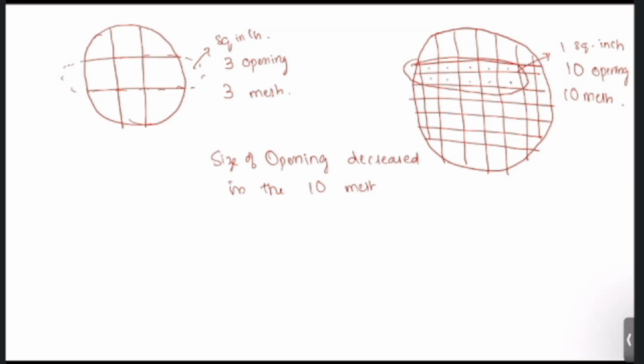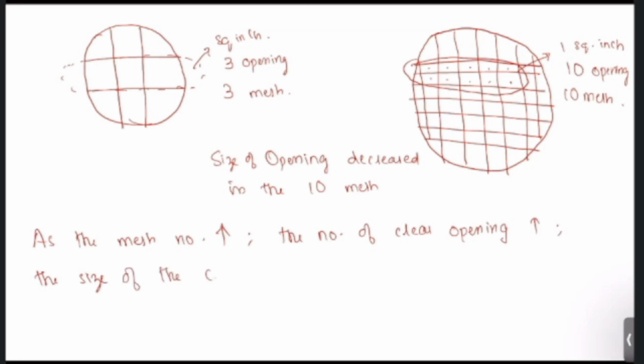So clearly this indicates that as the mesh number increases, the number of clear openings increases, and that means the size of the clear opening decreases.